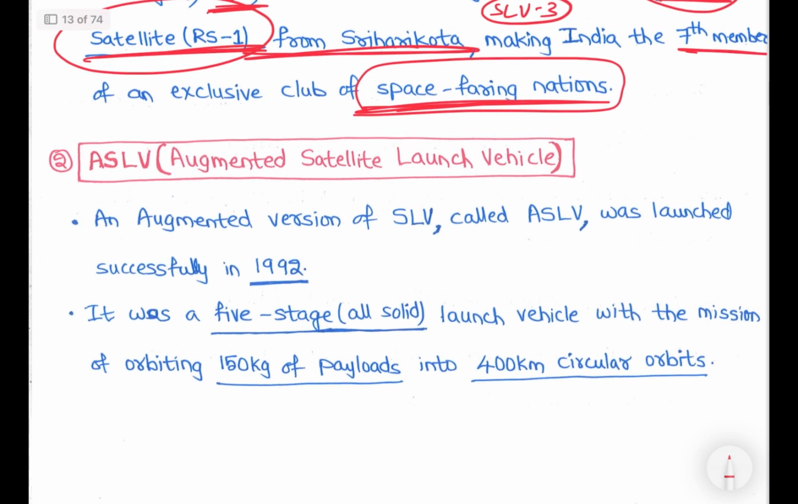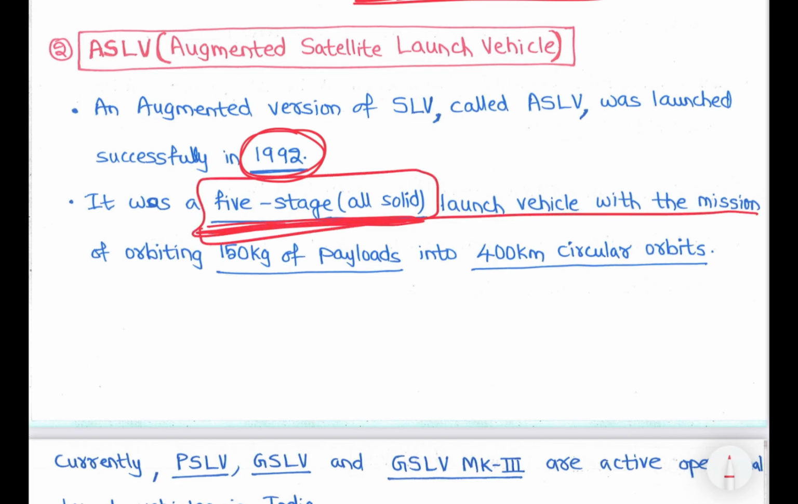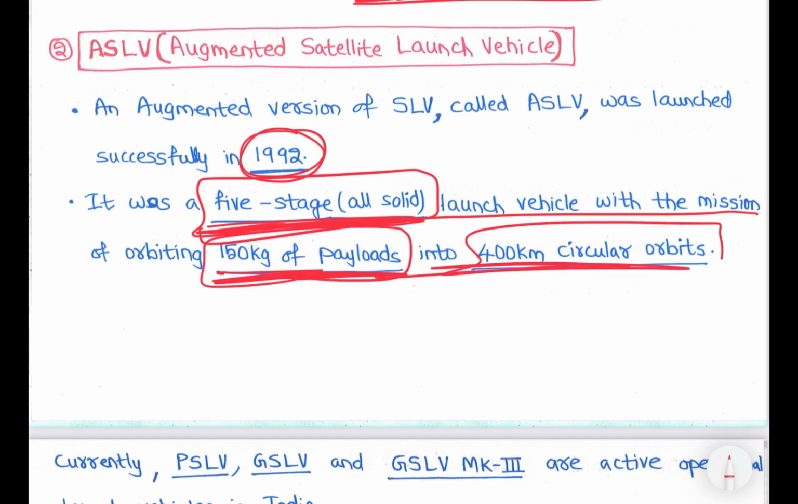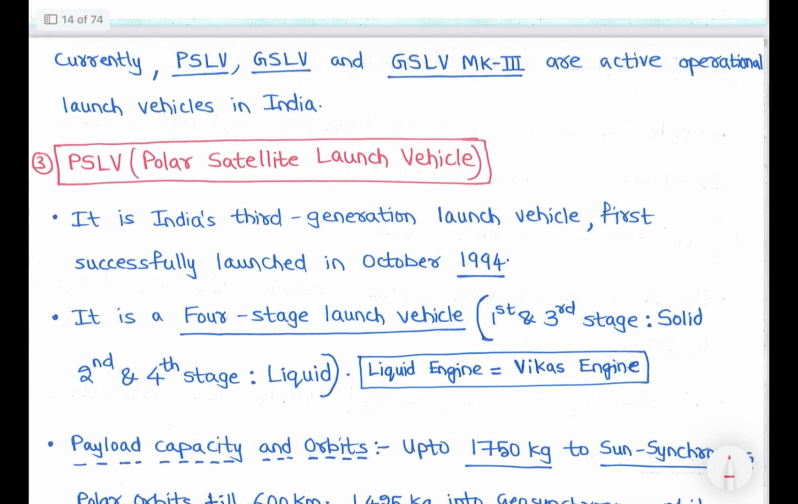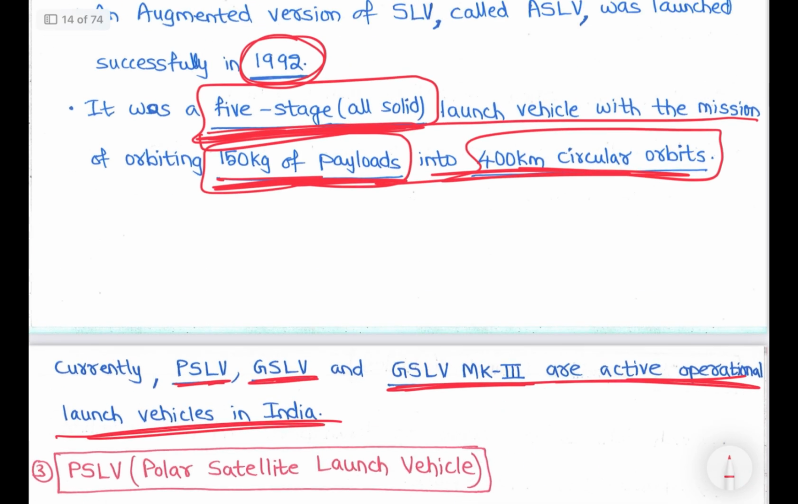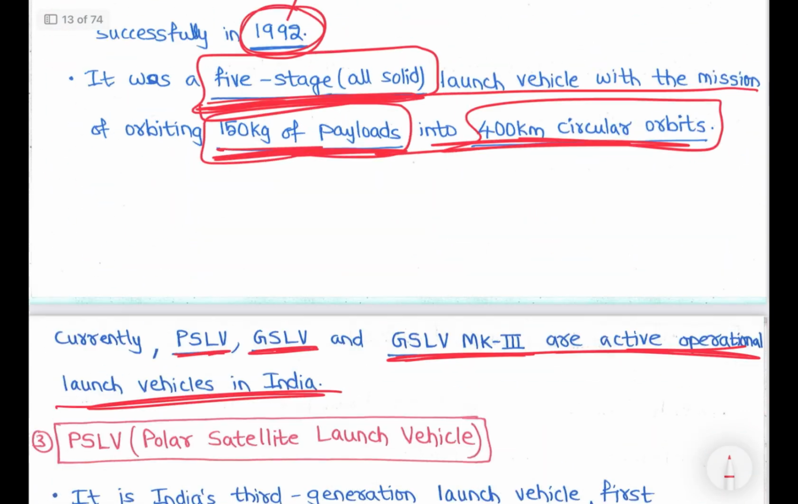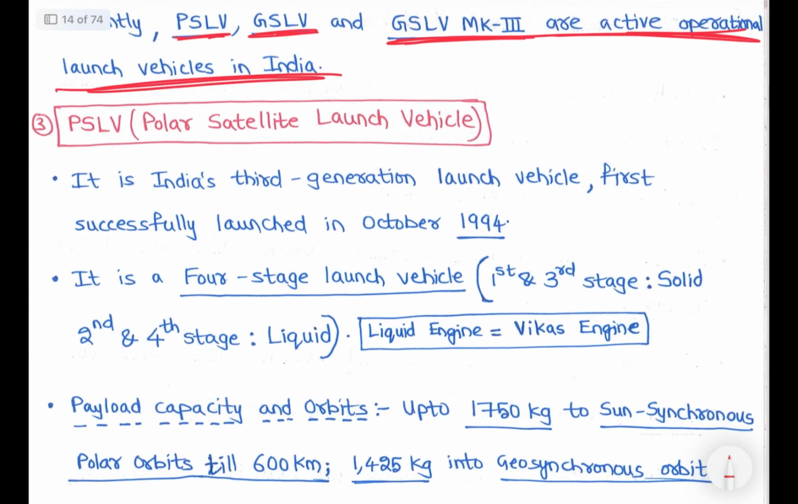Then next is augmented satellite launch vehicle, the augmented version of SLV. Successfully launched in 1992, it is a five-stage all solid launch vehicle with a mission of orbiting 150 kg payload into 400 kilometer circular orbit. Currently PSLV, GSLV and GSLV Mark III are active operational launch vehicles of India. That means these two became inactive, we are not using them now. So PSLV, GSLV and GSLV Mark III.